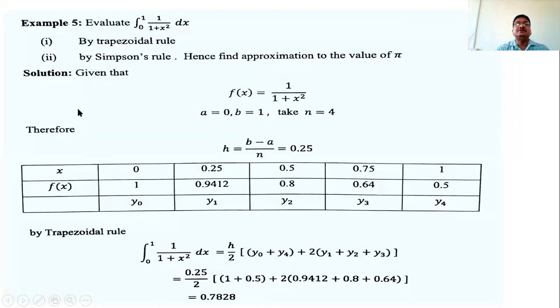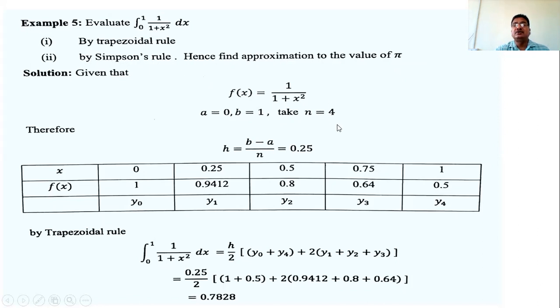And the next problem is evaluate the integration from 0 to 1 of 1/(1 + x^2) dx by using the trapezoidal rule, by using Simpson's rule, Simpson's 1/3 rule or 3/8 rule. We can apply either Simpson's 1/3 rule or 3/8 rule. Hence, find the approximate value of pi. So first we note this is f(x), that 1/(1 + x^2) is f(x). a is 0, b is 1.